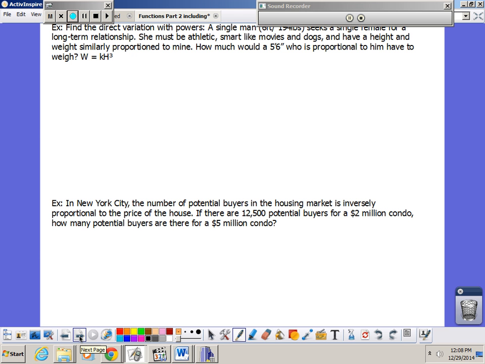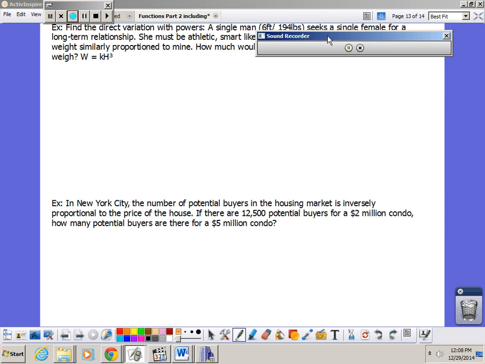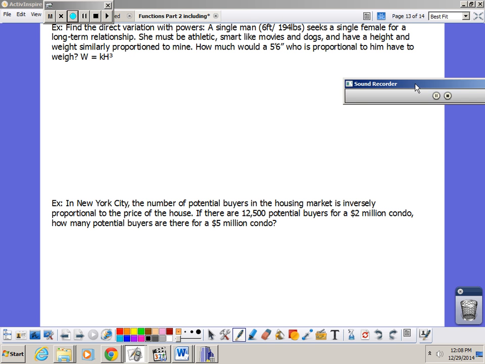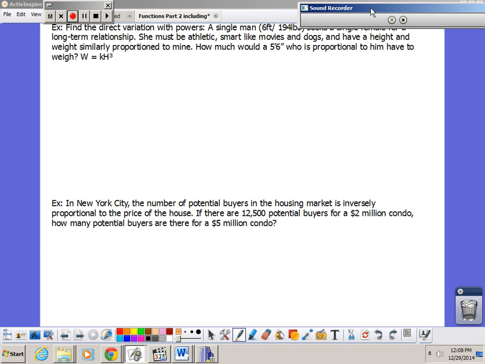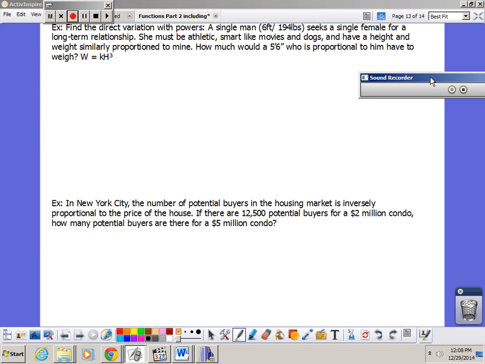A single man, 6 feet and 194 pounds, seeks a single female for a long-term relationship. She must be athletic, smart, like movies and dogs, and have a height and weight similarly proportional to mine. How much would a 5'6" person who is proportional to him have to weigh?